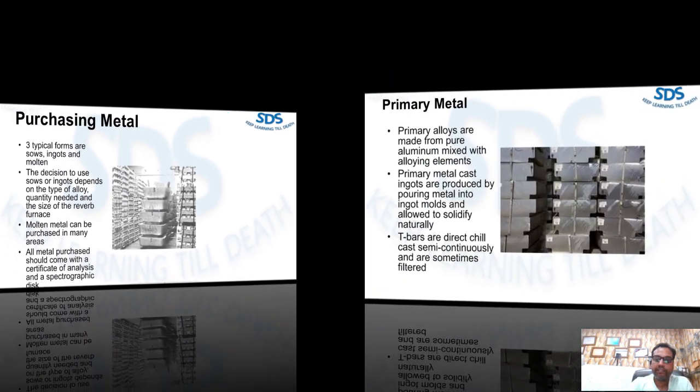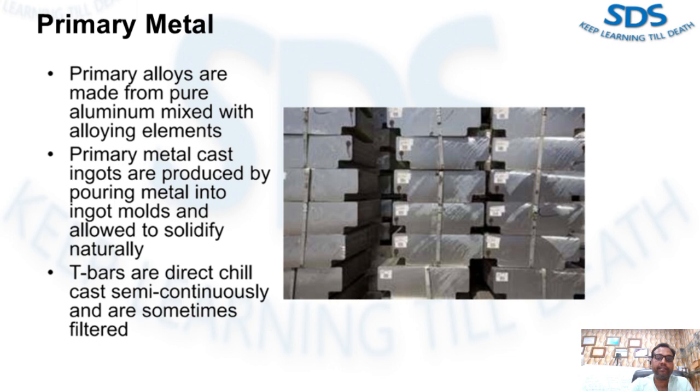If we talk about primary metal, primary alloys are made from pure aluminum mixed with alloying elements. Primary metal is supplied in all three of the common forms I have told you earlier. However, typical die casting operations do not use primary alloy due to its cost. Primary metal cast ingots are produced by pouring metal into ingot molds and allowing it to solidify naturally. T-bar and direct chill cast semi-continuously and are sometimes filtered. These have a more uniform structure and finer grain than cast ingot.